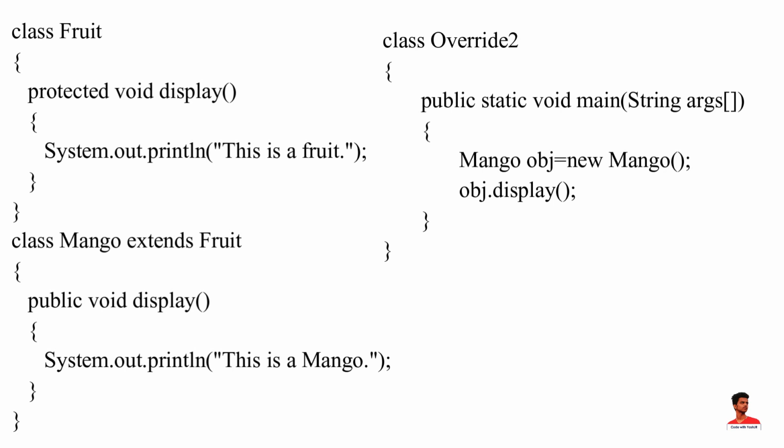In this example, the subclass Mango overrides the method display of the superclass Fruit. Whenever we call the display method using the object, the method inside the subclass is called. Notice that the display method is declared protected in the Fruit superclass. The same method has the public access specifier in the Mango subclass. This is possible because public provides larger access than protected.